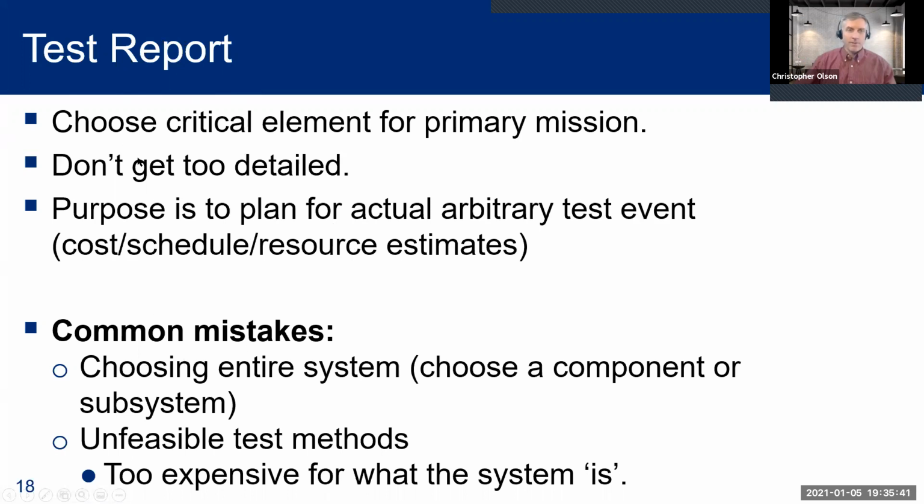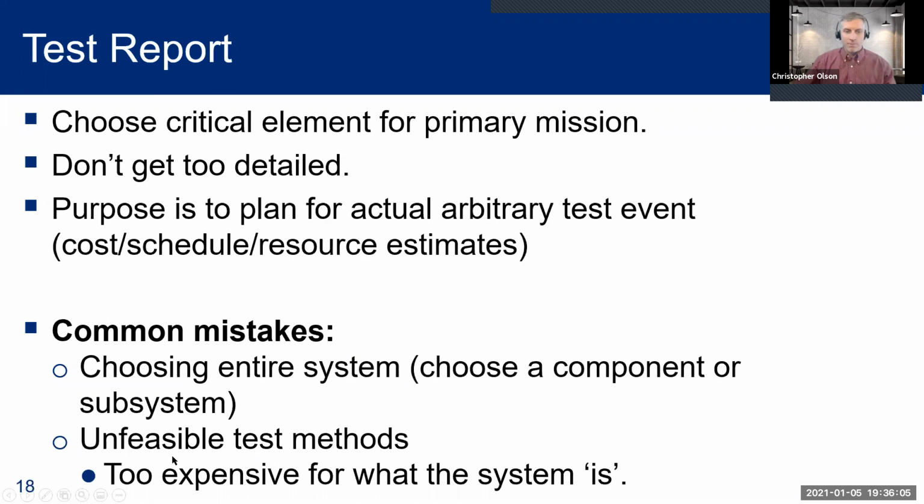Common mistakes here. Usually this one I have almost no comments on for most of my students. They get it right the first time. Choosing the entire system is a mistake. Choose a component or some element within it. If you choose the entire system, you're going to have a 100+ page document, which is crazy huge. So just do it to get the point across, which is that you know how to develop a test plan.